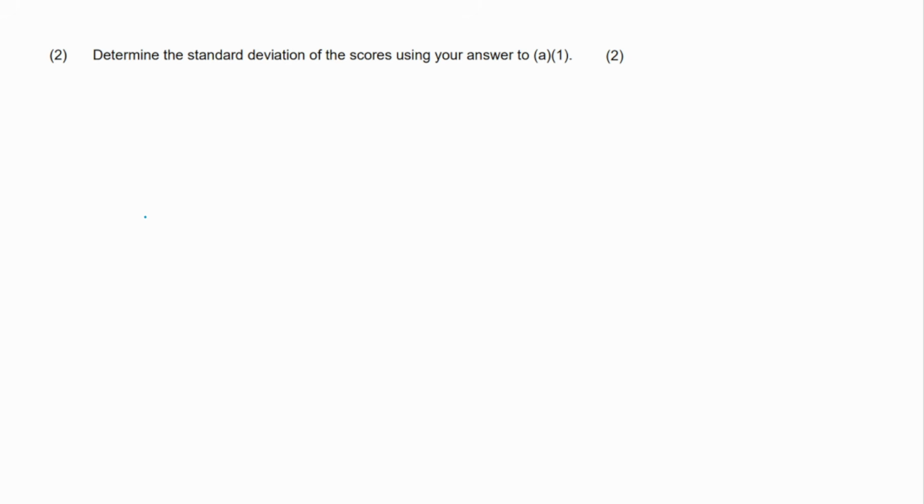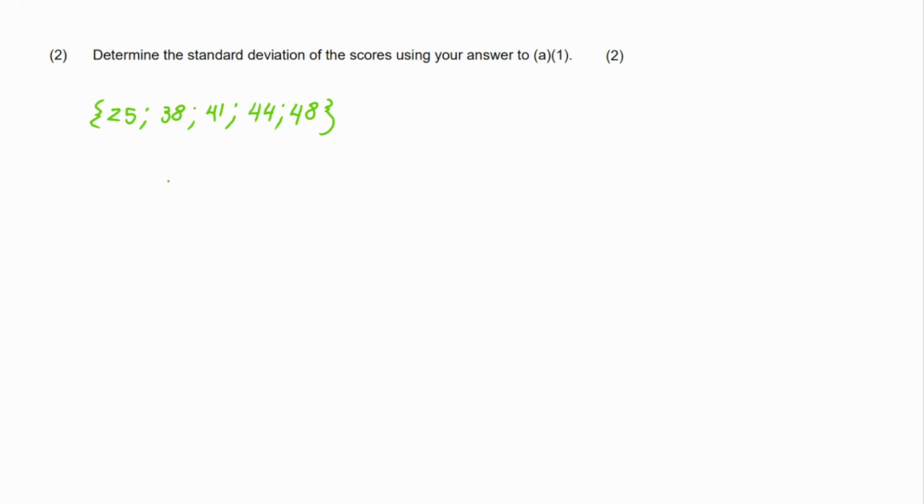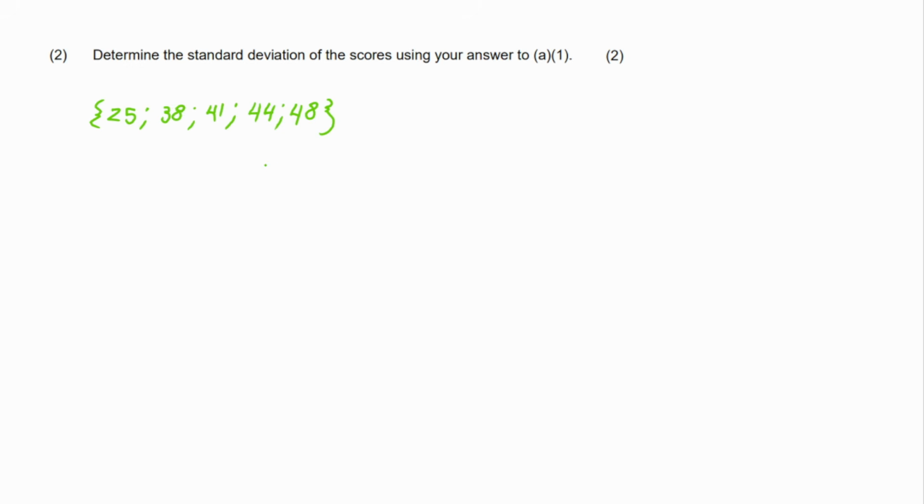Now it says determine the standard deviation of the scores using your answer to A1. So let's actually work out everything we have here. I'll put this on the next slide. So here's all the data. The way I figured this out is every time I saw an x here, I replaced it with 35. So 35 plus 3 is 38, and I did that for all the other ones as well to get this data, because we need to actually know the values to determine the standard deviation.